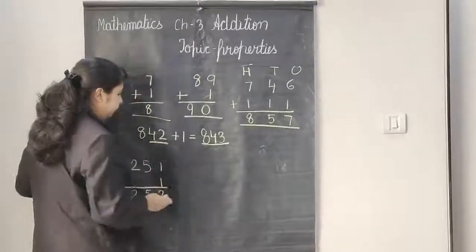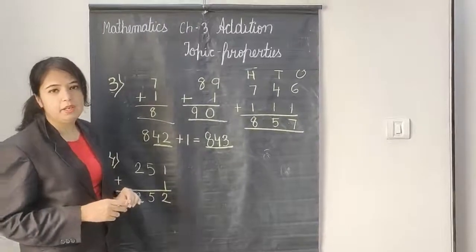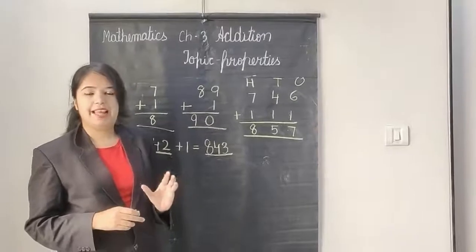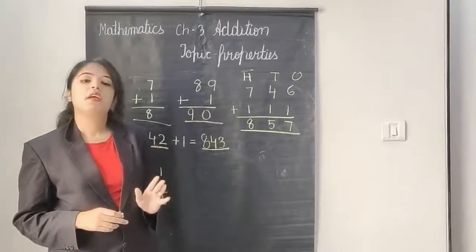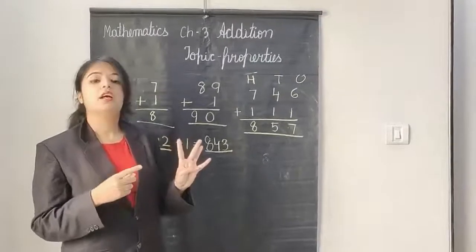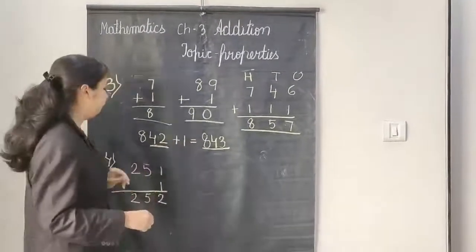Suppose this is the property of 0. Whenever you are adding a 0 to a number, the answer will remain the same. Property number 4 is whenever you are adding a 0 to a number, the answer will be the same.